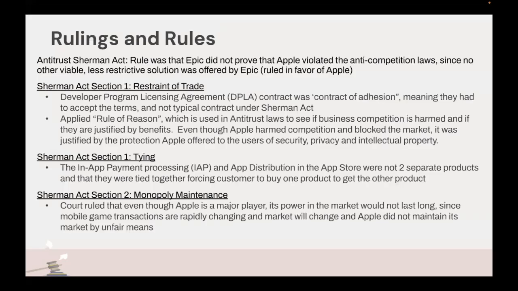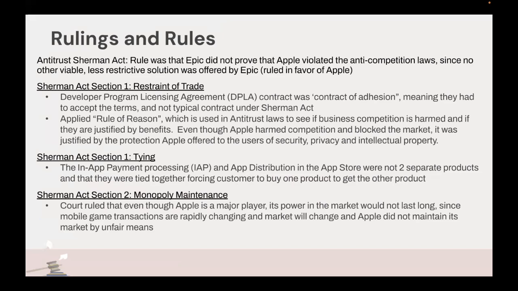Now for the rulings and rules. It was found that Epic did not prove that Apple violated the anti-competition laws. Therefore, the court ruled in favor of Apple. First, it was on the restraint of trade, where the court applied the rule of reason, and they found that the business competition is not harmed because it was justified by the benefits of providing the Apple users security, privacy, and intellectual property.